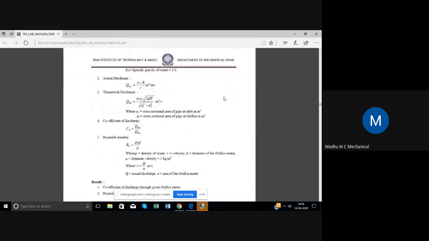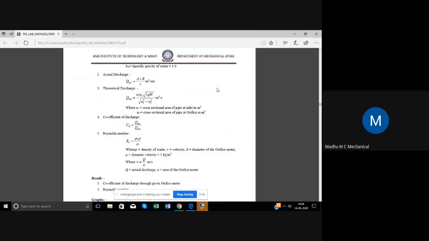Next, I have to calculate actual discharge and theoretical discharge to find the value of Cd, the coefficient of discharge. Let us find the actual discharge. Q actual is equal to A into R divided by T, so many meter cube per second. What is A? The area of the tank, 0.12 meter square, as given. What is R? R is the rise of water level in the tank, that is 10 centimeters or 0.1 meter, divided by time.